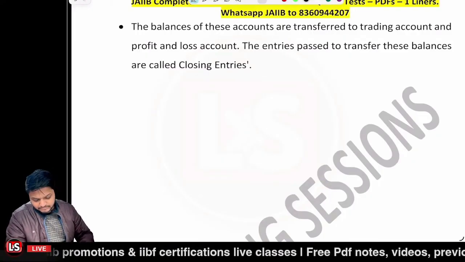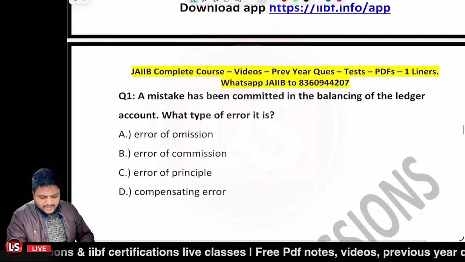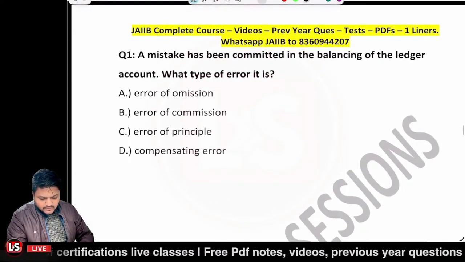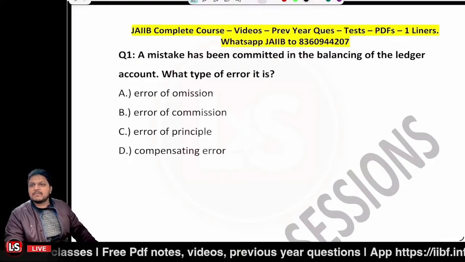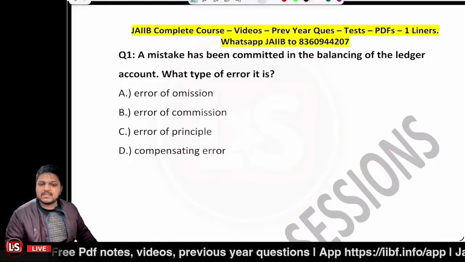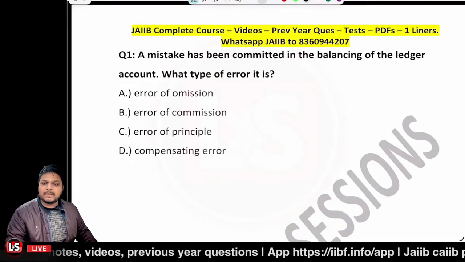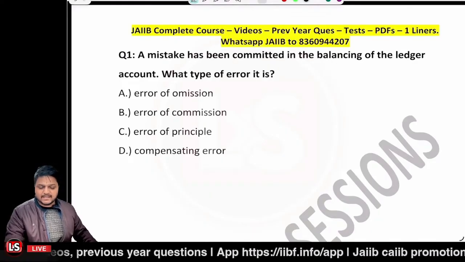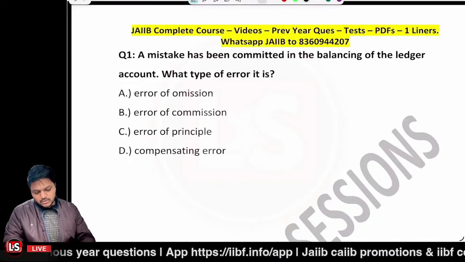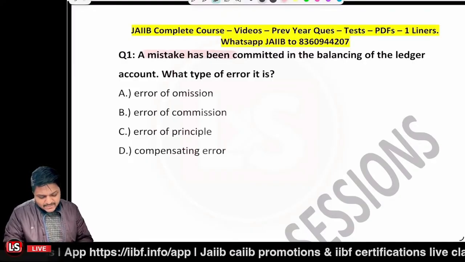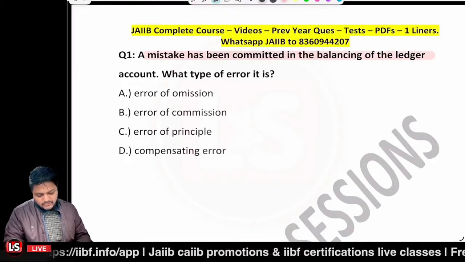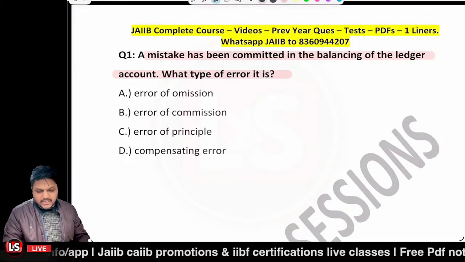Okay, now let's pay attention to the questions we will be solving. The question is very simple. I want you all to participate in these questions and answer. Please mention the question number along with it while answering. So the question says, a mistake has been committed in the balancing of the ledger account. What type of error is it?